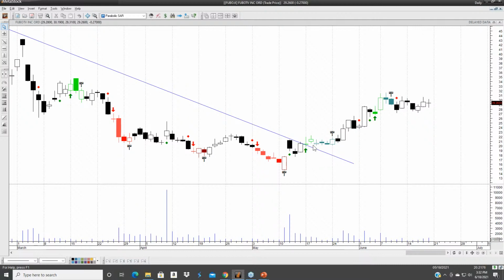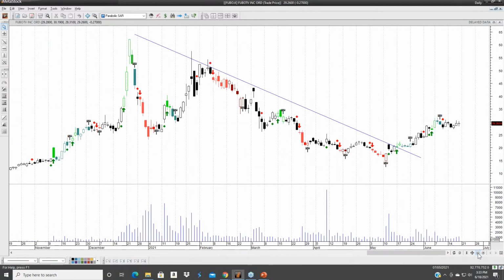That signal came in around $19 a share, and it looks like on the close today we're at $29.26. So nice move on that one, and it looks as though this stock is trying to push higher off of this break of the downtrend, or this trend line.